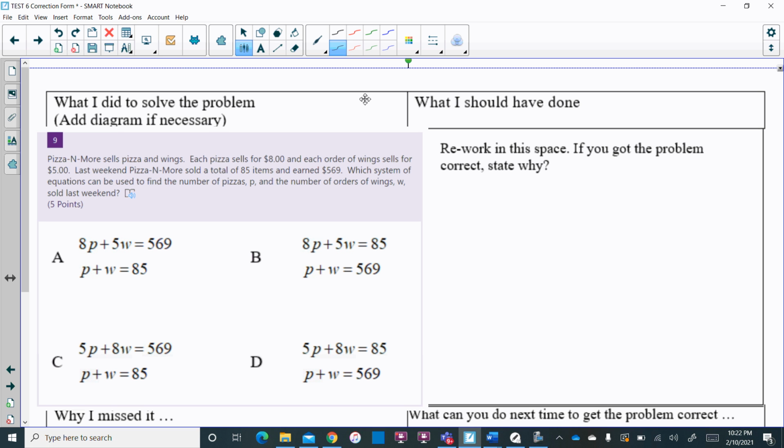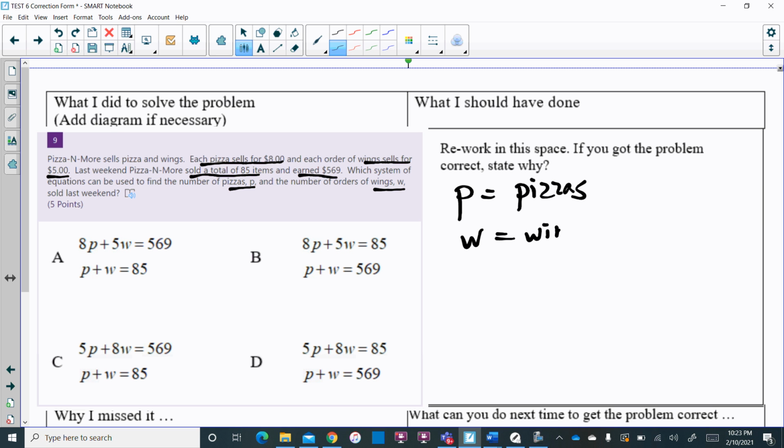So here it's telling us that each pizza sells for $8 and the order of wings sells for $5. And then another key, they sold a total of 85 items. They earned $569. It says which system equation can be used to find the number of pizzas, which is P. So right off the bat, they tell me P represents pizzas, and then the number of orders of wings, which is W. W's are wings. So basically, we had to match the key information here.